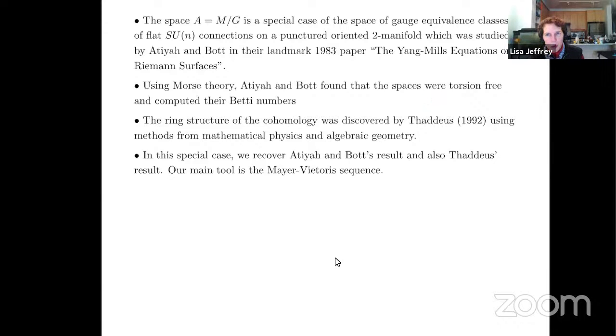The ring structure of the cohomology for SU2 was discovered by Thaddeus using methods of mathematical physics and algebraic geometry. The ring structure for the more general case appears in a paper of myself with Frances Kirwan, 1998, using equivariant cohomology and what we call the residue theorem.